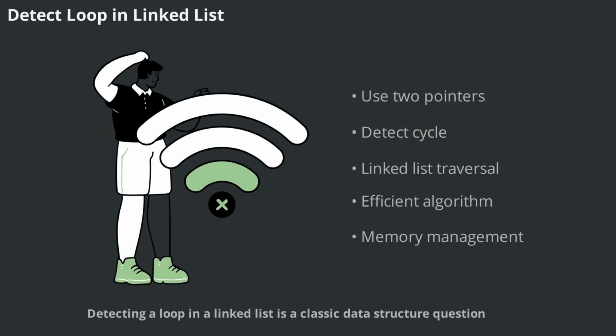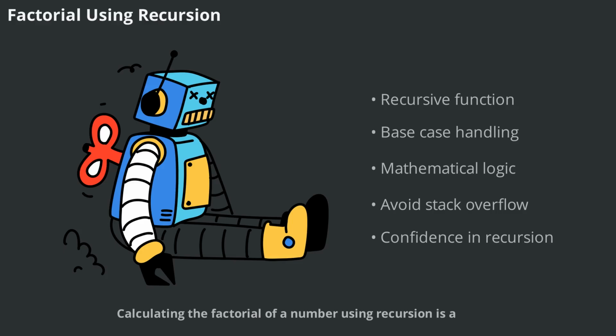Detecting a loop in a linked list is a classic data structure question. It tests your ability to use pointers and understand linked list traversal. By using 2 pointers, slow and fast, you can identify if a cycle exists. If the pointers meet, there's a loop. This question demonstrates your grasp of algorithms and memory management. Interviewers look for efficient solutions that avoid unnecessary space usage. Practicing this prepares you for more complex linked list problems and helps you understand how to handle cycles in data structures.